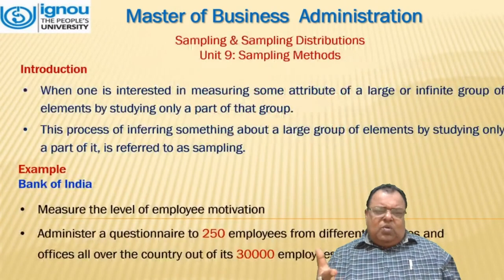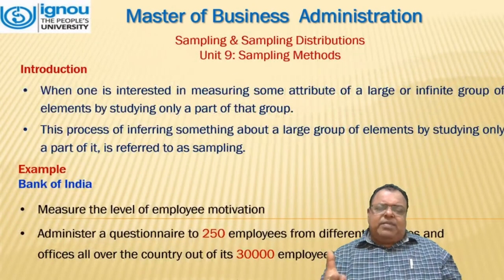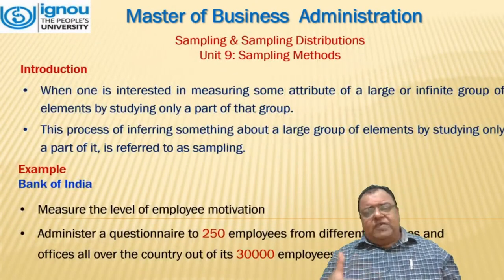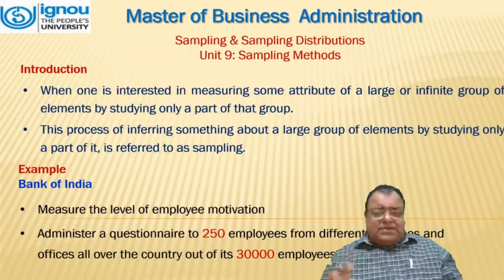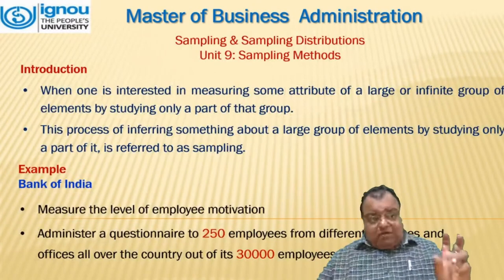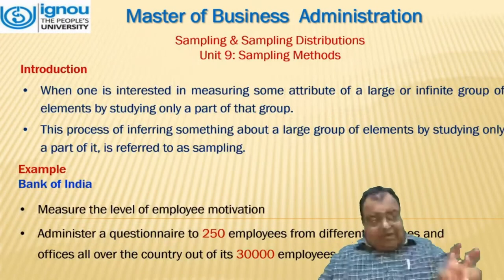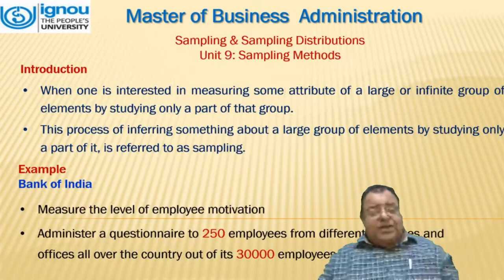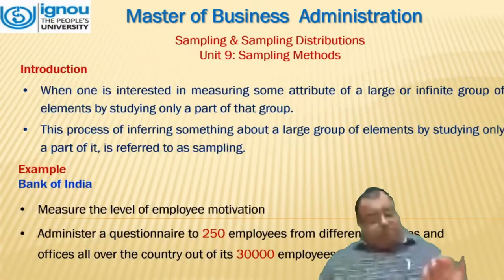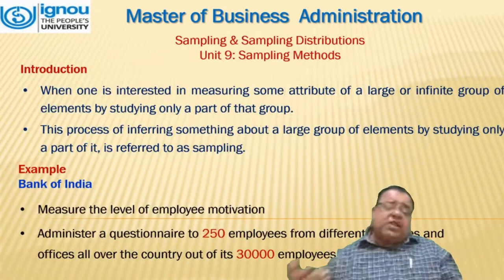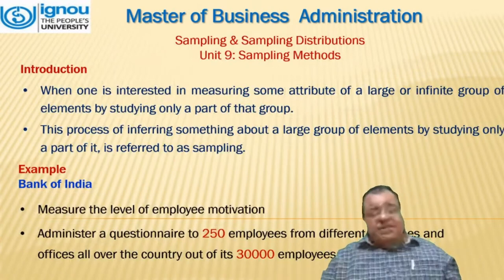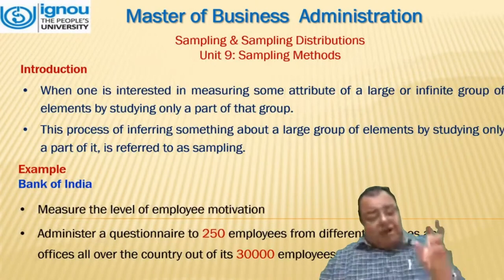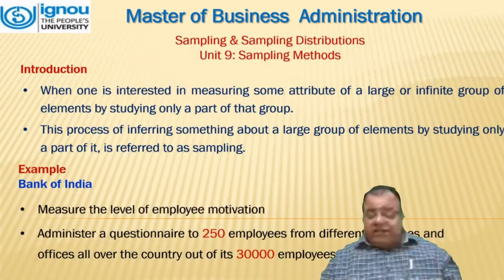Right. One is interested in measuring some attributes of a large or infinite group of elements by studying only a part of it, which we will be taking as a sample from it. This process of inferring something about a large group of elements by studying only a part of it is referred to as sampling.